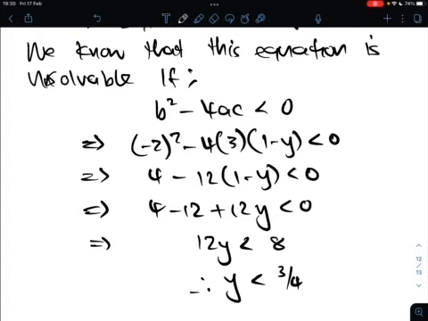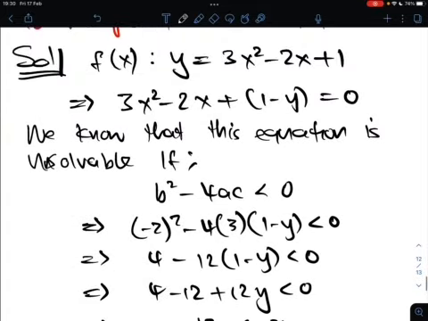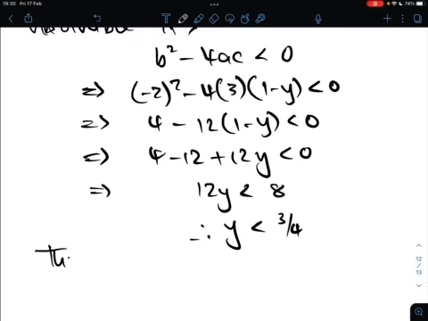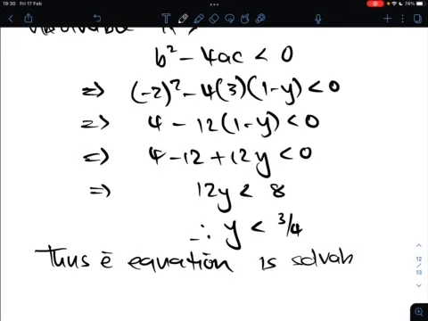So which means this equation is not solvable for all the values of y which are less than 3 quarters. For all these values that are less than 3 quarters, that equation has no solutions. Which means it must have solutions for all y values which are greater than or equal to this value. So the equation is solvable if y is greater than or equal to 3 quarters.